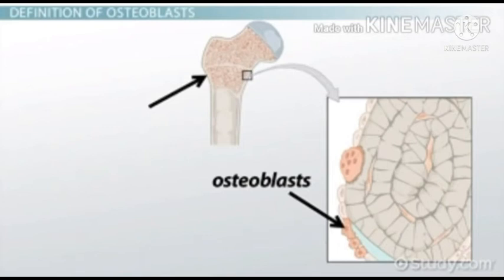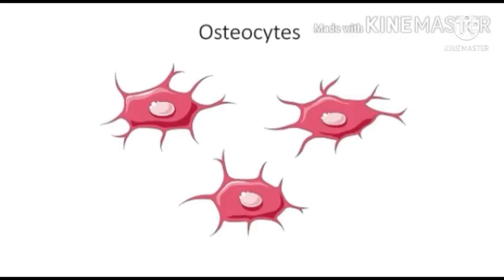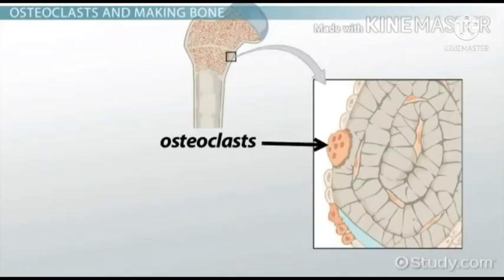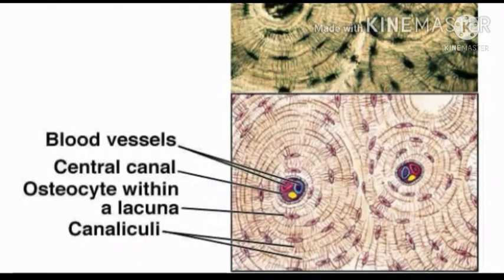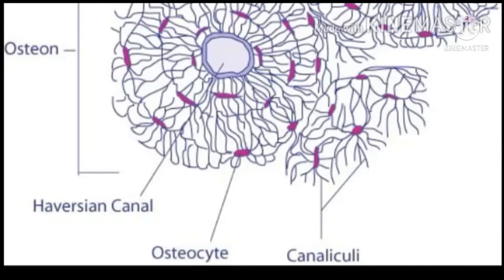Osteoblasts are active in making bone for growth and remodeling. Osteocytes maintain the bone. Osteoclasts are active in breaking down bone for bone remodeling. Bone matrix is composed of a protein called ossein. It forms thin plates called lamellae. In the lamellae, minute bone cells, the osteocytes, are present.